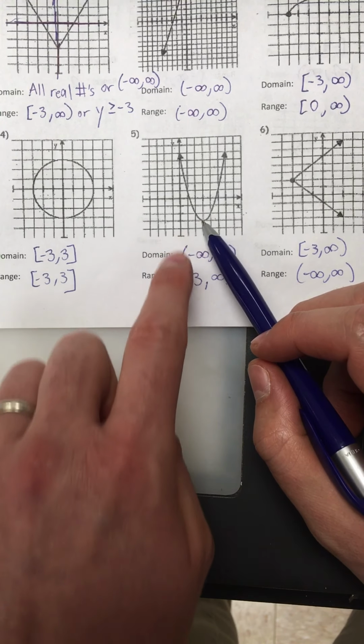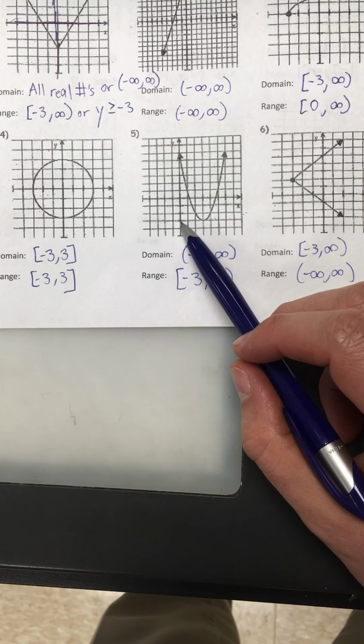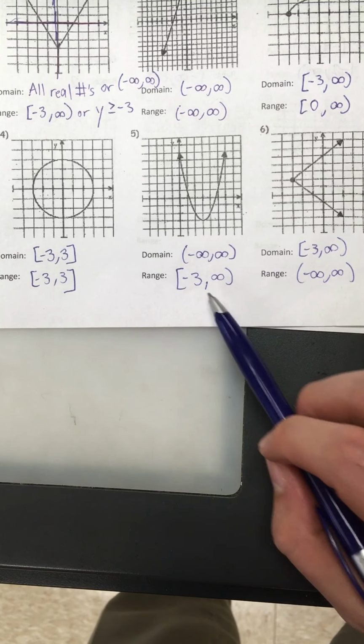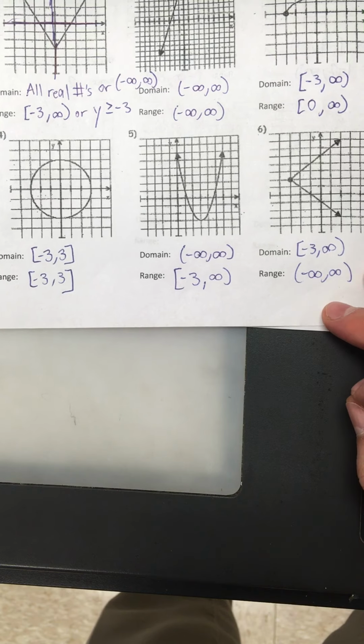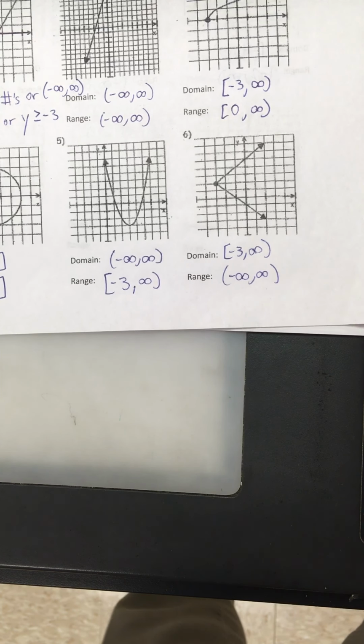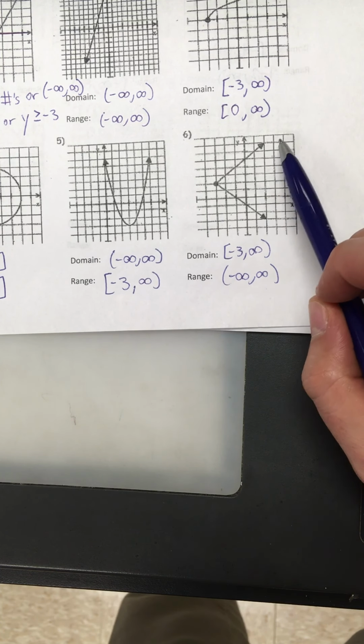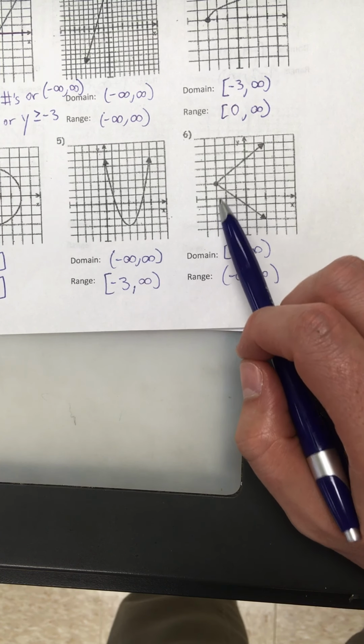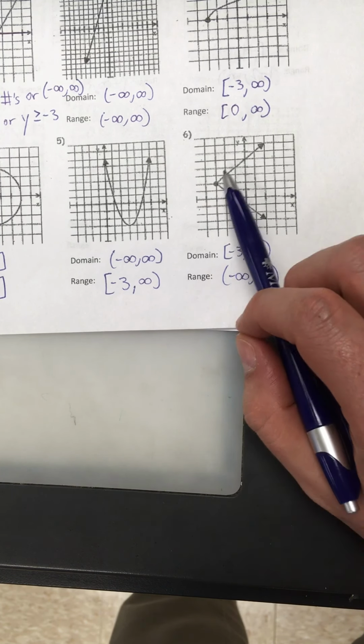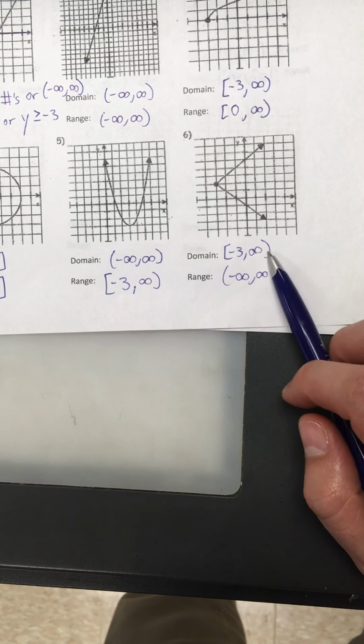Now we're talking about the y numbers. The lowest y point is negative 3, and then it goes up forever to infinity. Number 6, kind of a sideways absolute value. The domain, the furthest left it goes, right here, this x number is at negative 3. It goes to the right forever, to infinity.